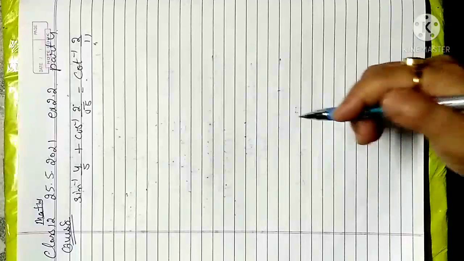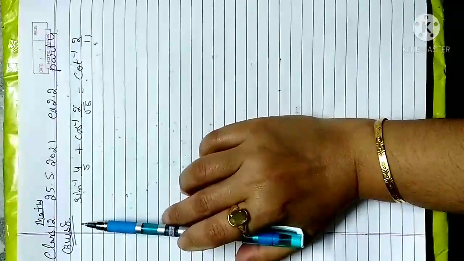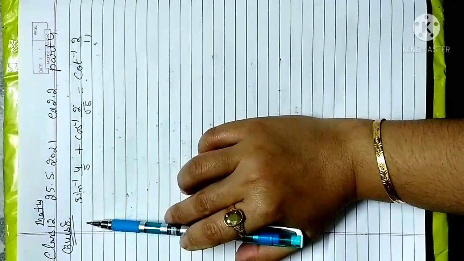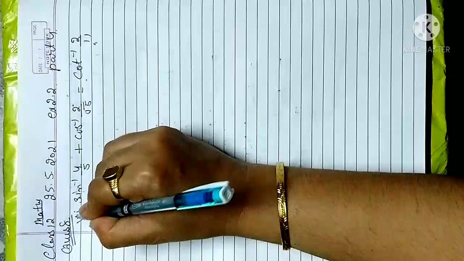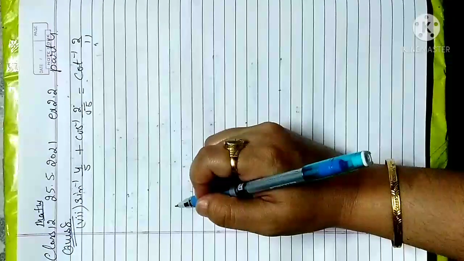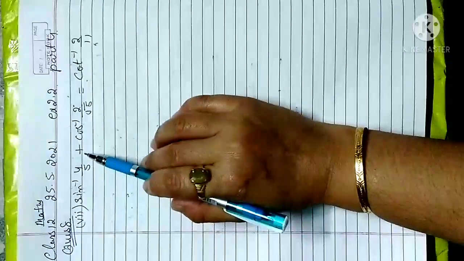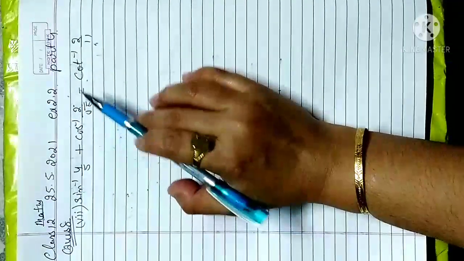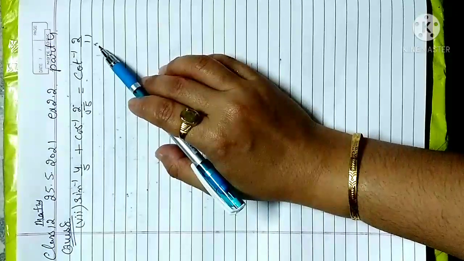Today we will discuss another question of exercise 2.2, that is question number 8, part 7. This is question number 8, 7 part. So in this our statement is sine inverse 4 by 5 plus cos inverse 2 by root 5 is equal to cot inverse 2 by 11.